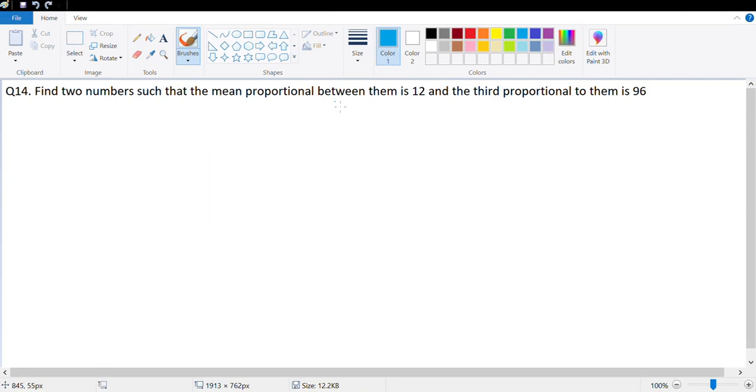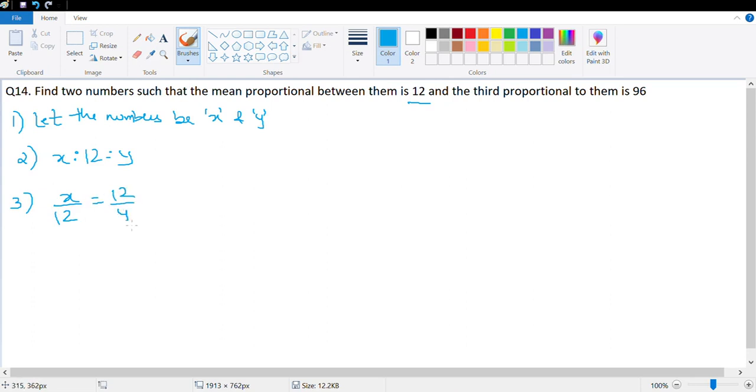It says find two numbers such that the mean proportional between them is 12. Okay, so let the numbers be x and y. The mean proportional between them means x is to 12 as 12 is to y, which means x upon 12 is equal to 12 upon y, which means 12 square is equal to xy, which is equal to 144. So xy is equal to 144.